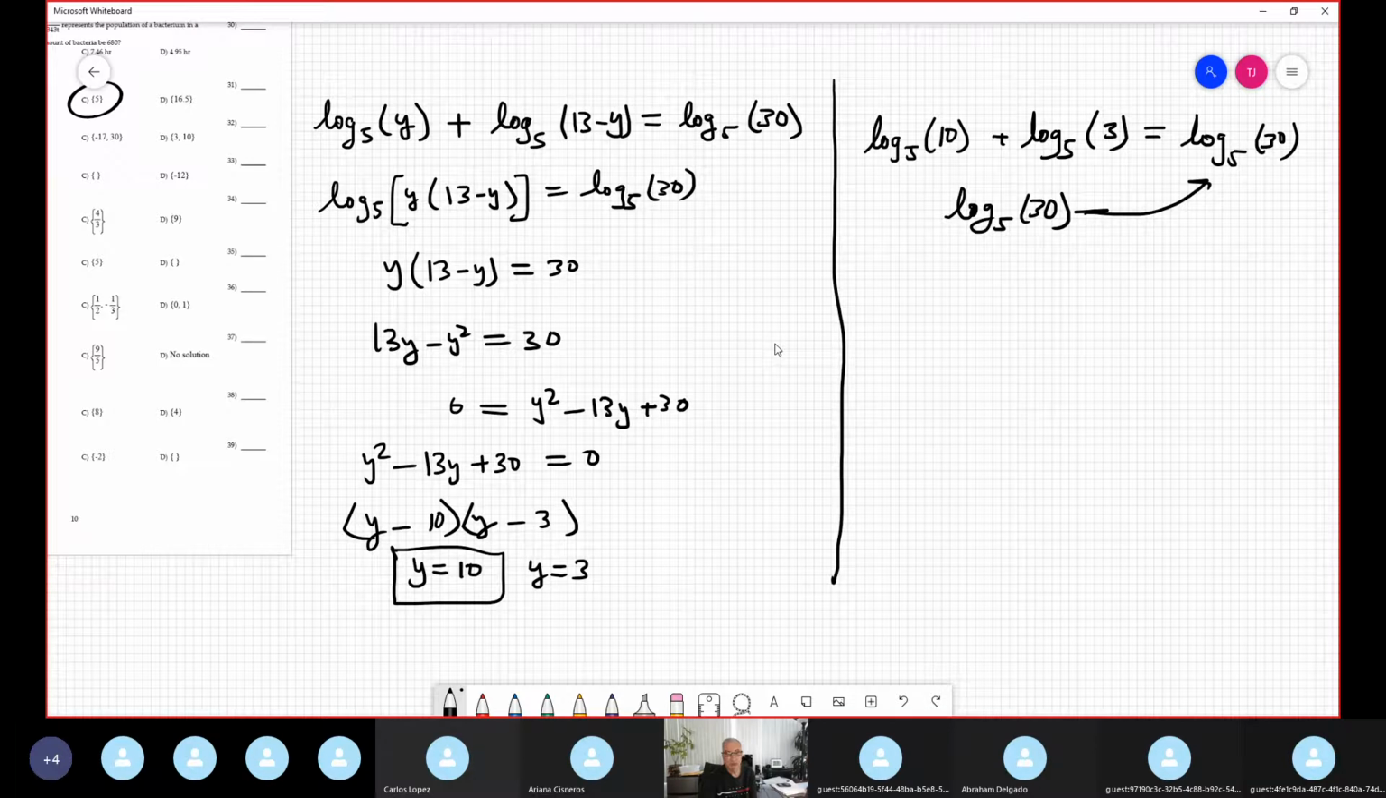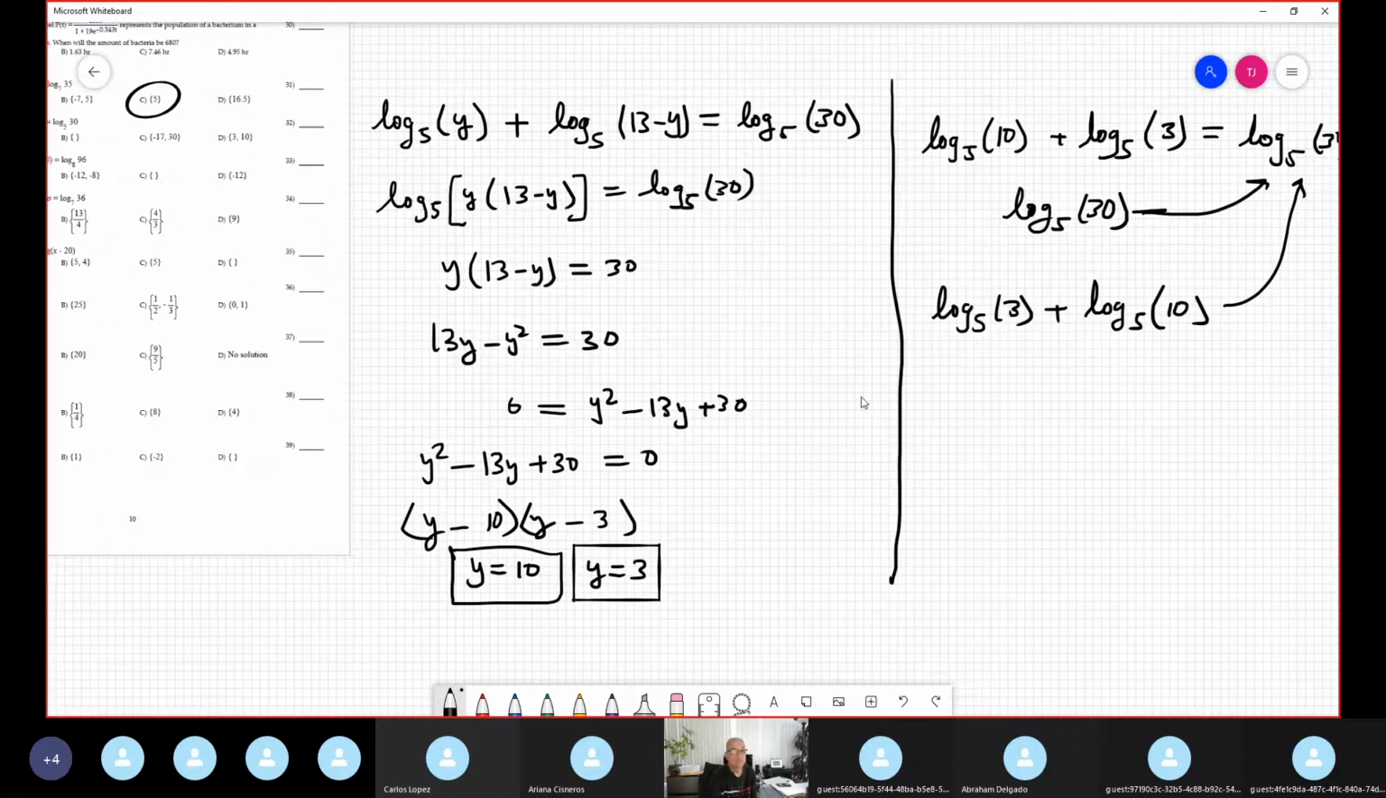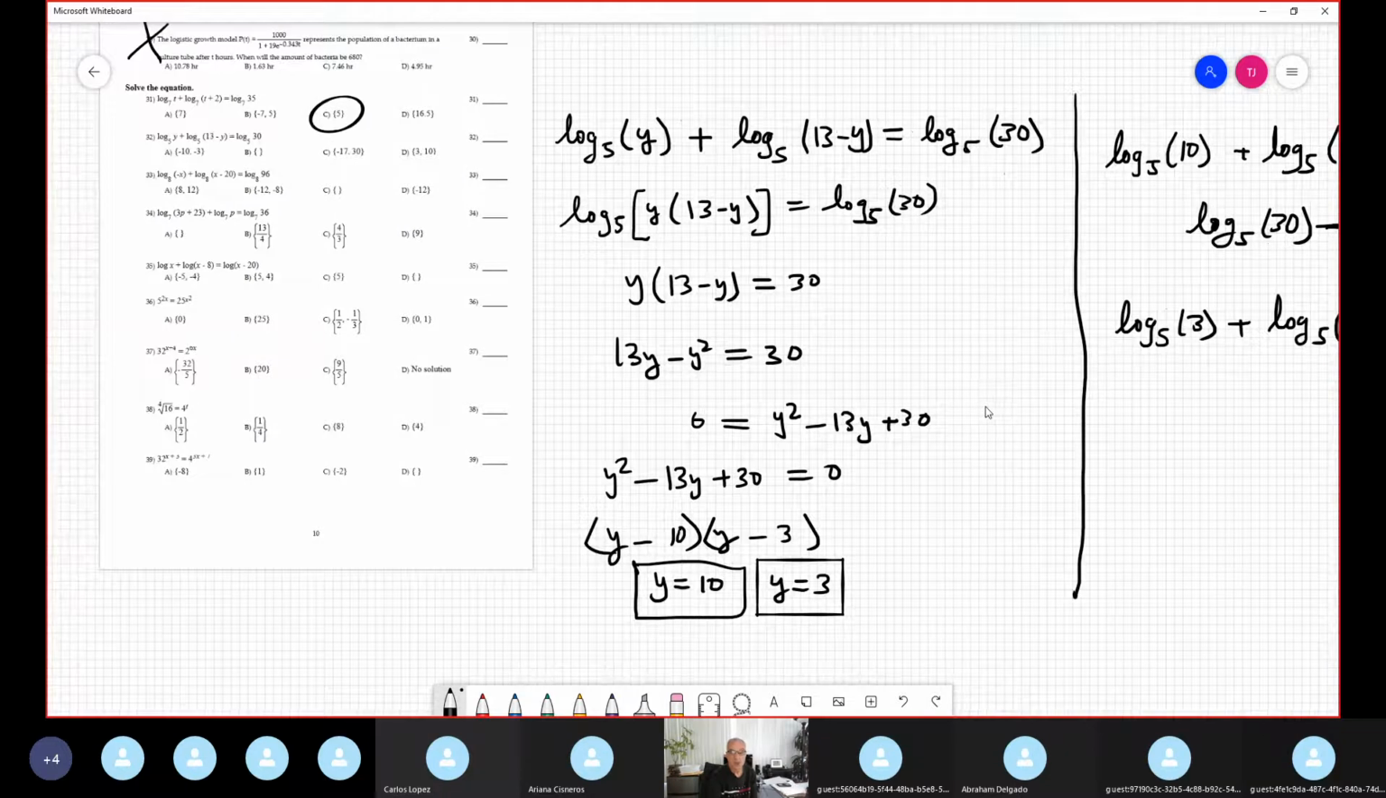And 3, I have no idea. Logarithm base 5 of 3 plus logarithm base 5 of 13 minus 3, which is 10. Wow, it's symmetric. And when you condense it, you will get exactly the same. Both solutions are good. It's symmetric. So the solution is 3 and 10. Boom.